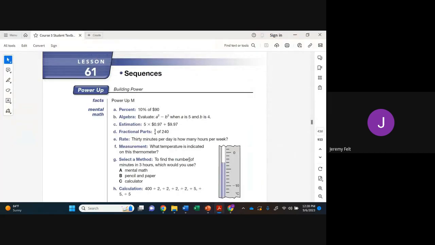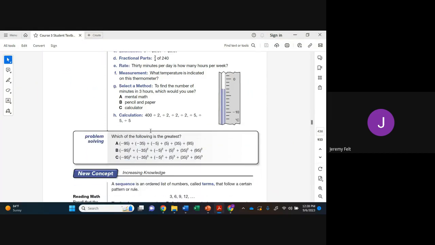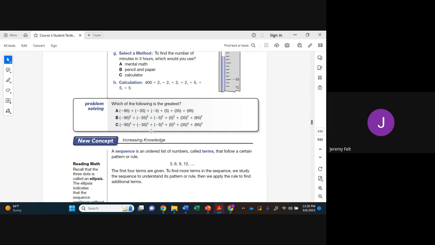So lesson 61, we're dealing with sequences. This is similar to a function where we have a rule that we follow, but a lot of times we'll be given a pattern of numbers and we'll have to work backwards to try and find the sequence.